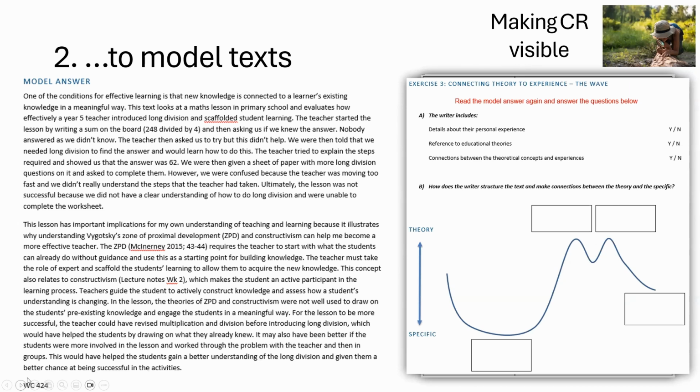So ideally what we were looking for was the first box at the bottom was about the lesson itself and what were the stages of the lesson in the first paragraph, and then you shift in the second paragraph and we'd start to look at 2 different theories. So the first one would be the ZPD and the second one would be constructivism.